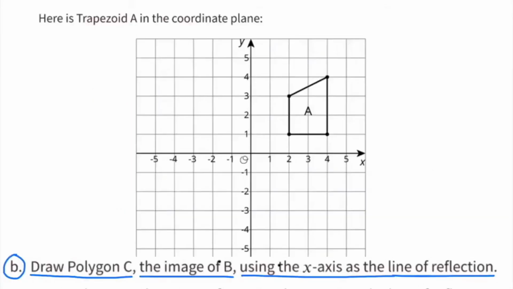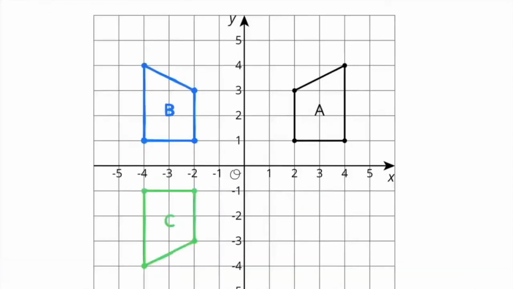B. Draw polygon C, the image of B, using the x-axis as the line of reflection. In green, I've drawn polygon C. It's the image of polygon B, and I used the x-axis as the line of reflection.